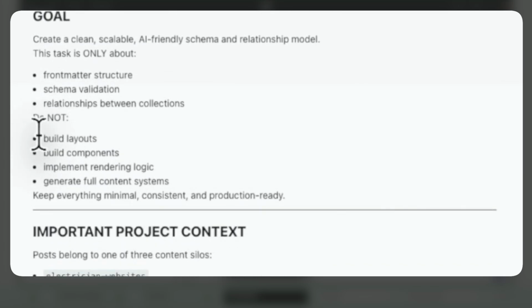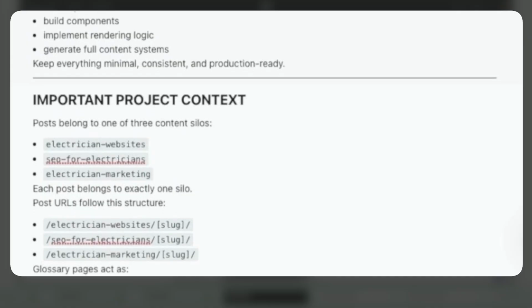Another part of the strict constraints that we're putting up here, however you want to say it, is do not build layouts, do not build components, do not implement rendering logic, do not generate full content systems, because we're doing this one step at a time. And typically when you one-shot it or give the entire project inside of a single prompt, then it is too much context and it makes a lot of mistakes. Okay, so here's important project context.